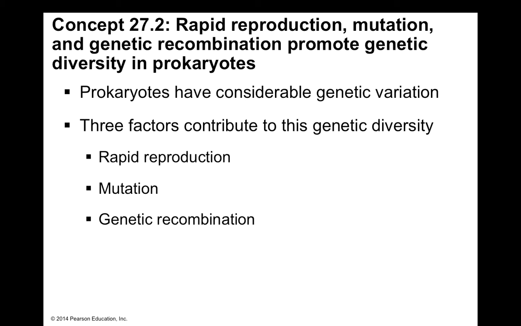One reason for this is that they reproduce very rapidly. Bacteria can divide every 1 to 3 hours. And with reproduction happening very quickly, there's bound to be mutations occurring from inaccurate DNA replication. The other way we can get genetic variation in bacteria is through genetic recombination. This is combining DNA from two different sources. The three mechanisms of recombination you need to be familiar with are transformation, transduction, and conjugation.